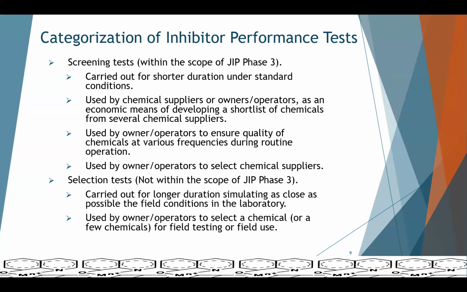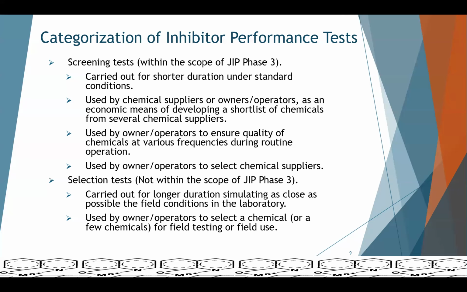The last bullet is not common in North America, but it is a very common practice in other parts of the world. The owner operators use screening tests to select chemical suppliers. Once the chemical suppliers are selected, they will have free rein to do their own selection test and apply the corrosion inhibitors. So screening tests play a vital role in inhibitor evaluation. Again, screening test does not provide all the information.